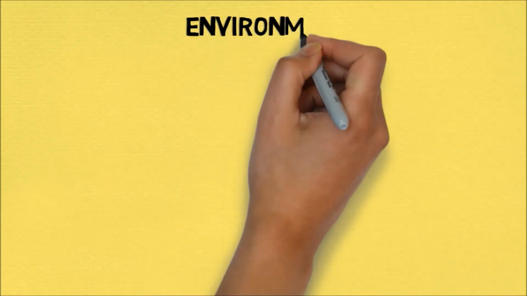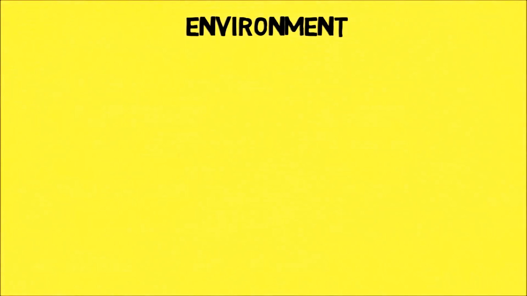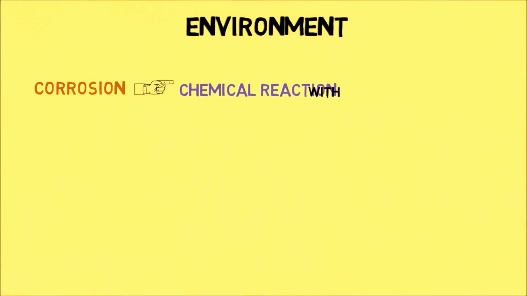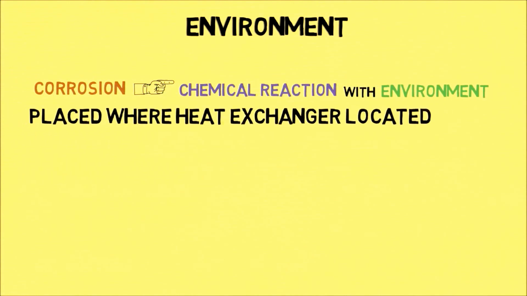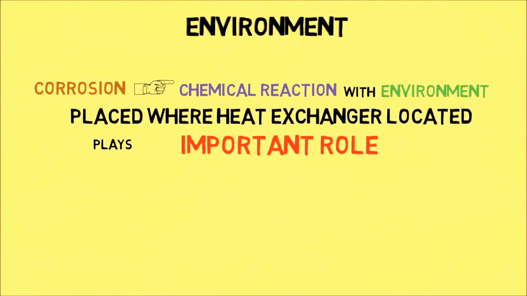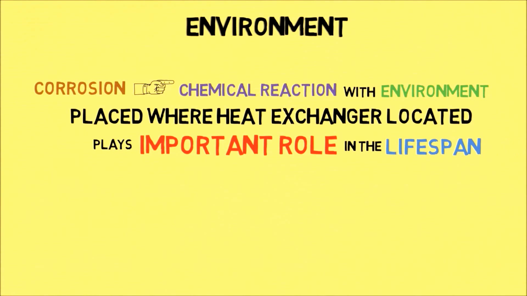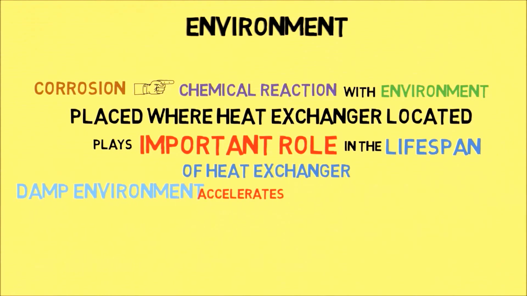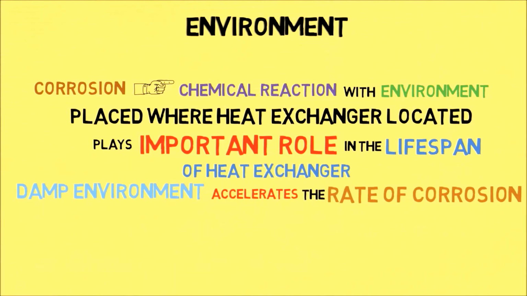One of the most visible defects of the heat exchanger is a crack in the tube. This may be caused by corrosion. Corrosion is the degradation of metal due to chemical reaction with the environment. The place where the heat exchanger is located plays an important role in the lifespan of the heat exchanger. A damp environment will accelerate the rate of corrosion in the metal.